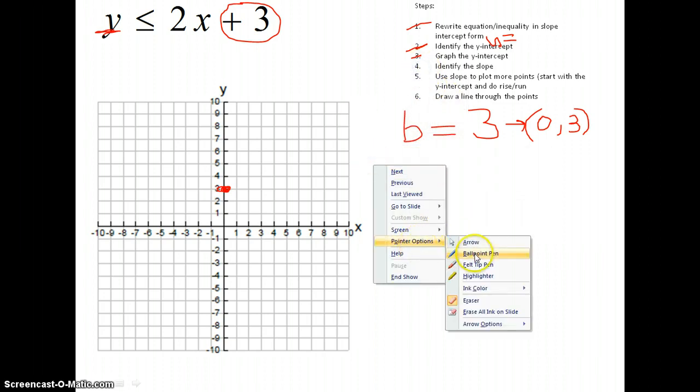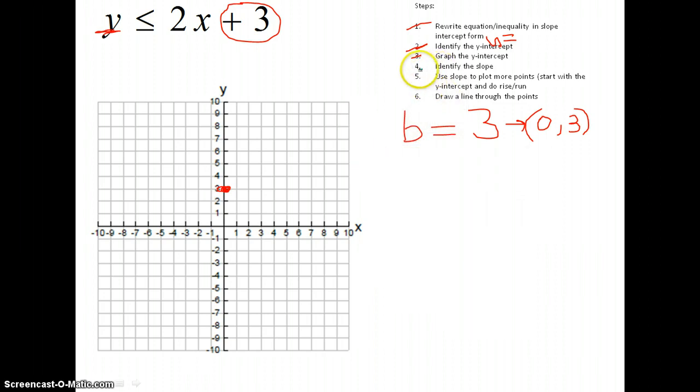So now, step 4 says identify the slope. So we need to pick out what our slope is. Well, remember your slope is always in front of x. The number in front of x is your slope. Okay, and this was our b. The number in front of x is always your slope. So my slope is 2. Now, so I identified the slope.